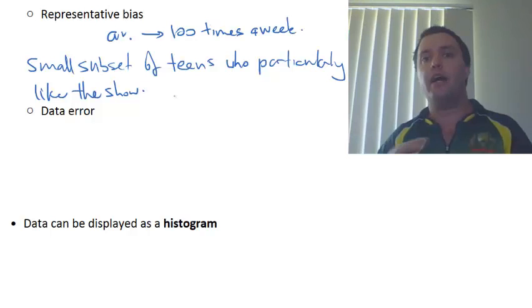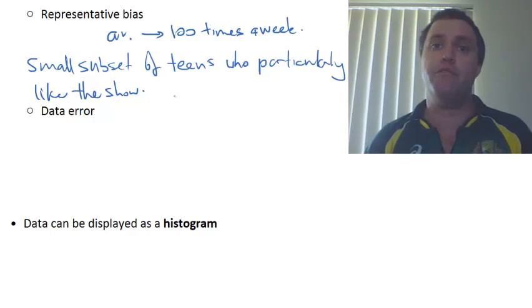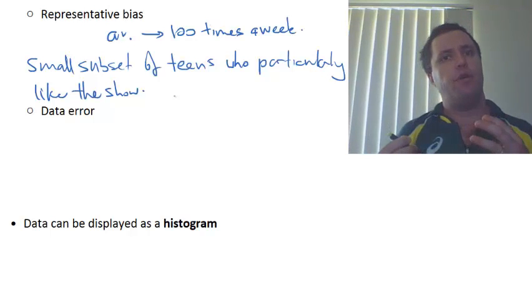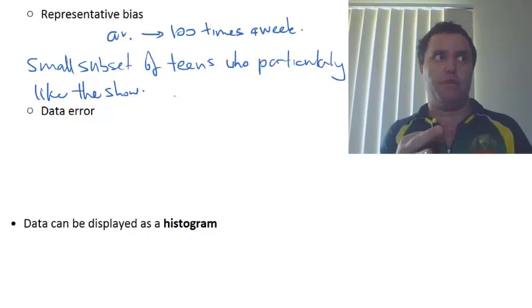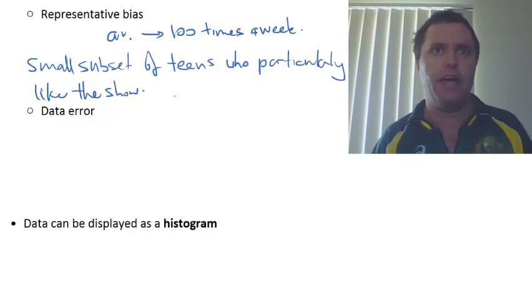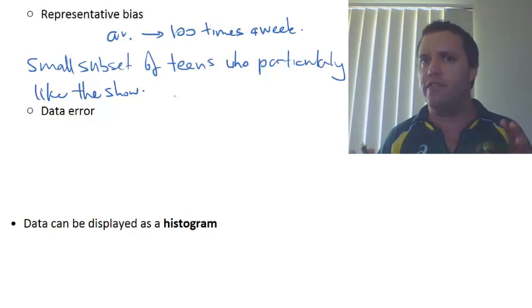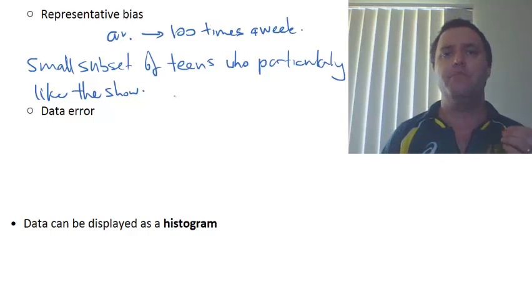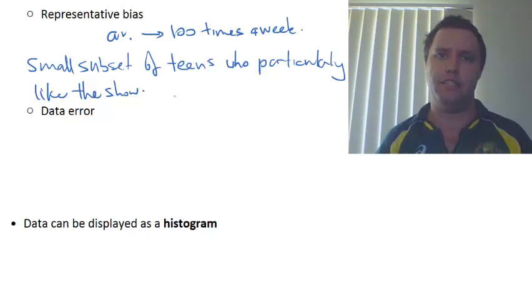Same as if I went over to the retirement village near school and asked them how many times a week they watch Pretty Little Liars. You would get a representative bias in the opposite direction. You'd probably get 0 times a week. Okay, and again, that wouldn't be indicative of the entire population either. So you need to be careful about who has been asked in the survey.